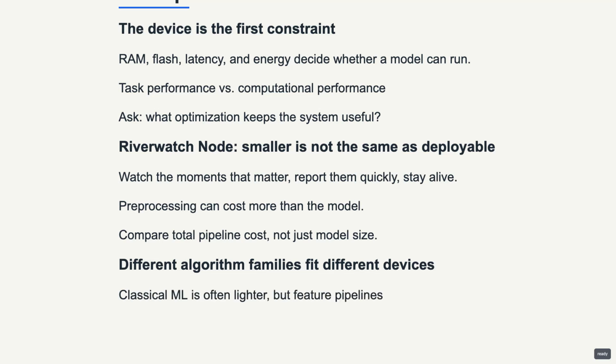Classical models often use less memory and less compute than deep learning, especially when the input is already clean and structured. But a light model can become expensive if the feature pipeline is complicated, while a compact neural model can win end-to-end by replacing hand-built preprocessing.